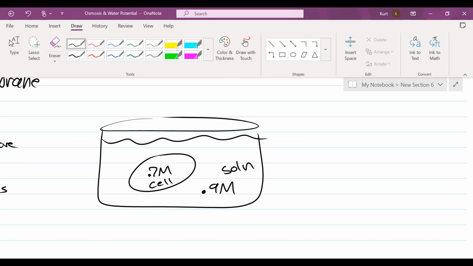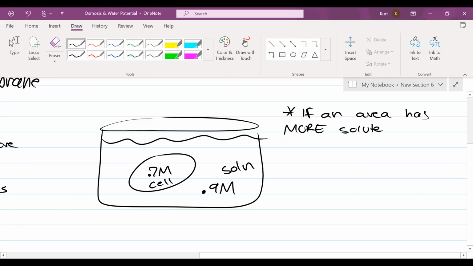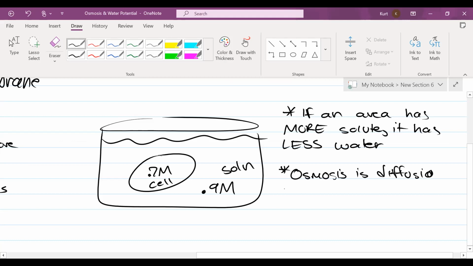That's right. So let's write that down. If an area has more solute, it has less water. Osmosis is diffusion of water from high concentration to low concentration.